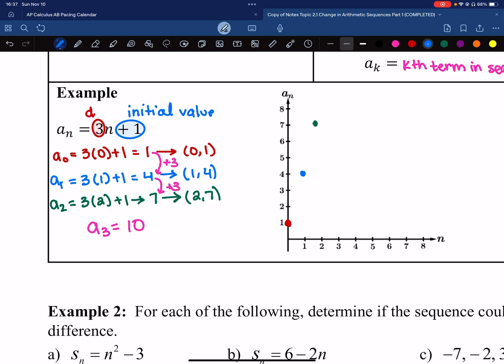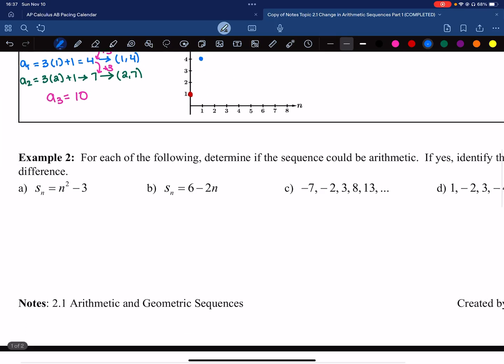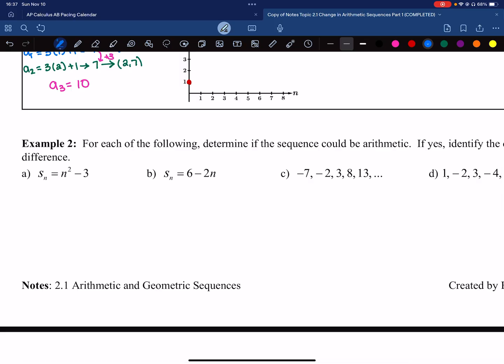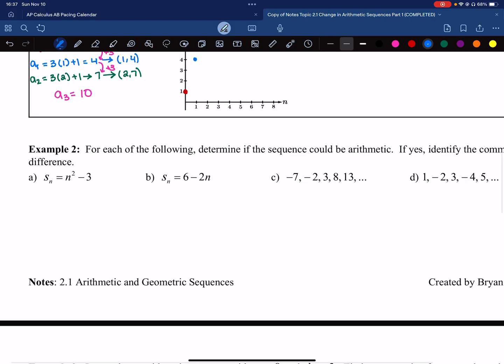Okay, and that's where our y-intercept was. So in this next example, for each of the following, determine if the sequence could be arithmetic. If yes, identify the difference.